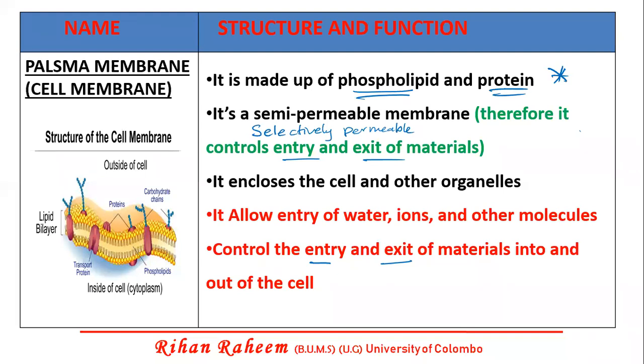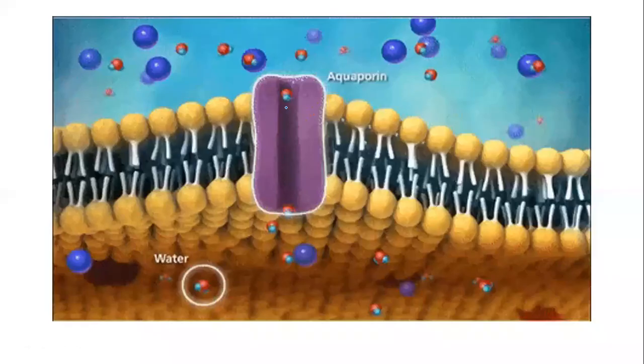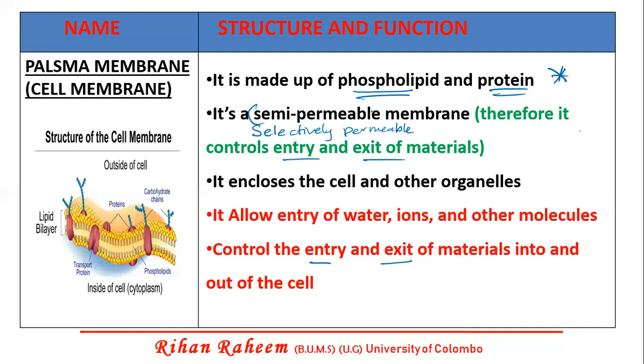Understood? So that is why we call it selectively permeable, or semi-permeable. Selectively permeable or semi-permeable. So I think it is superb, no? Fully cleared. So it allows the entry of water, ions, other molecules. So it allows the transportation between the cells.